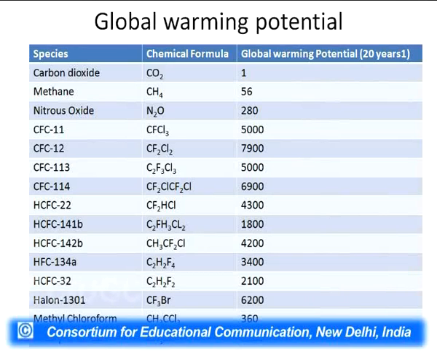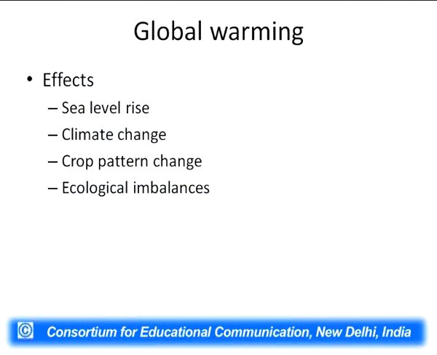In fact, it means that 1 unit of chlorofluorocarbon can have 7,900 times more effect than carbon dioxide for 20 years. Similarly, if we take the case of CFC114, which has a global warming potential of 6,900, it means that the global warming capacity of CFC114 is 6,900 times more than that of carbon dioxide, and that will be effective for 20 years. Now, what are the effects of global warming?